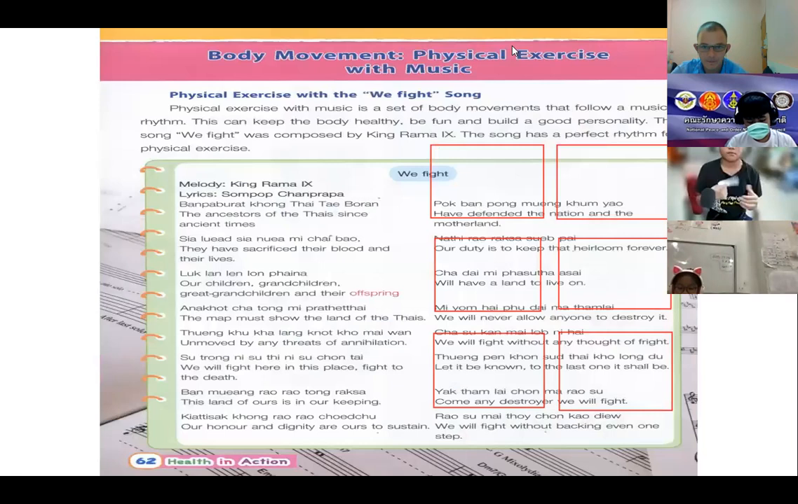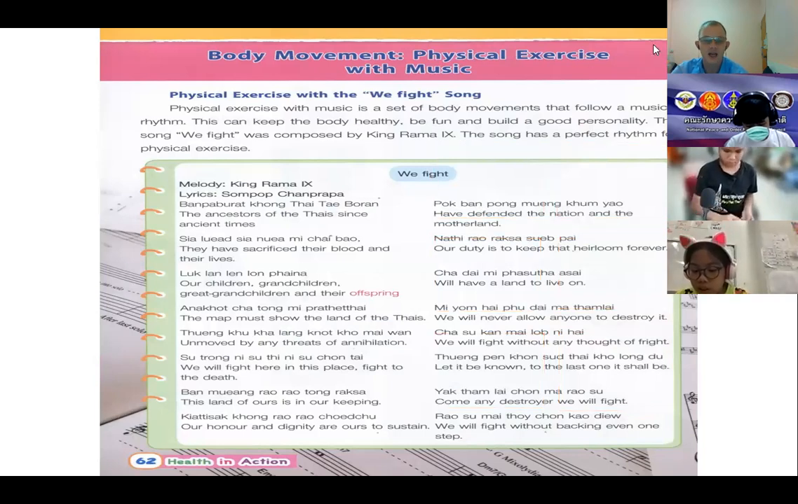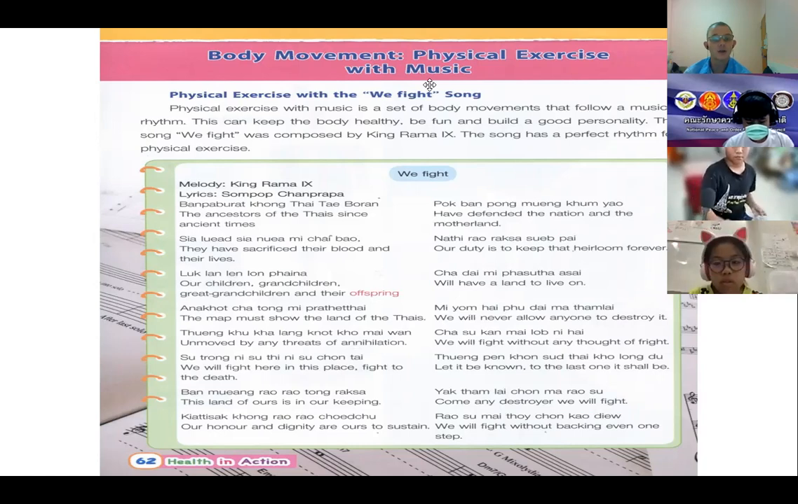Okay. Here on our next page, we can see our body movements, physical exercise with music. So here we have a song. Let's first read the top. Physical exercise with the We Fight song. Physical exercise with music is a set of body movements that follow a musical rhythm. This can keep the body healthy, be fun, and build a good personality.